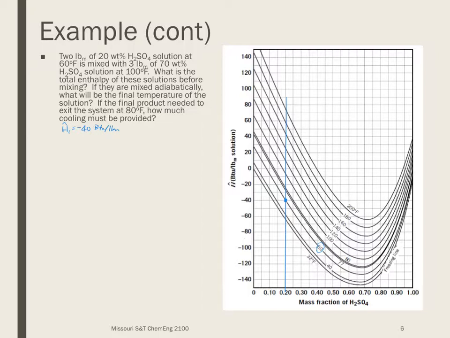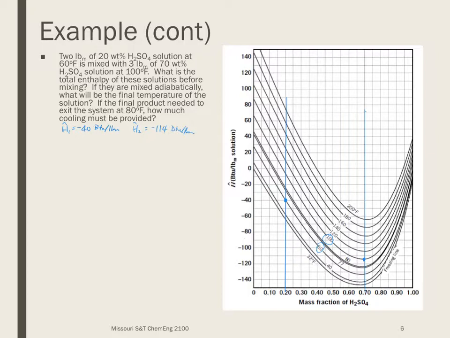My other solution is 70% H2SO4. So it's along this line. It's 100 degrees Fahrenheit. So this is going to be point 2, and it appears that it's at about negative 114 BTUs per pound mass.